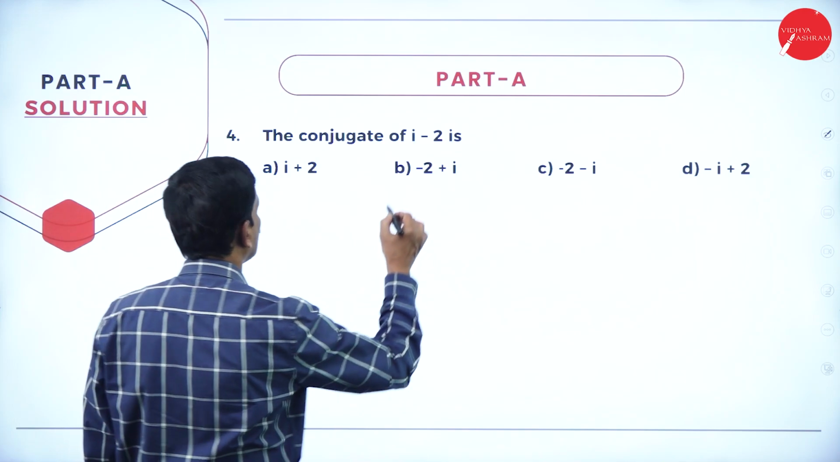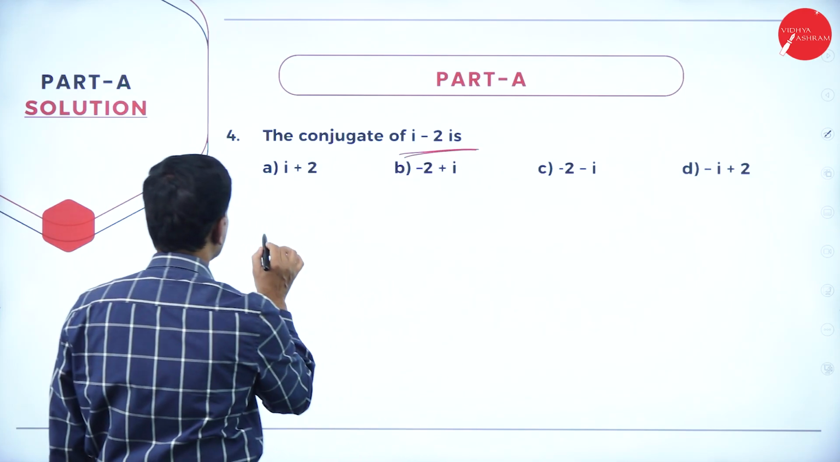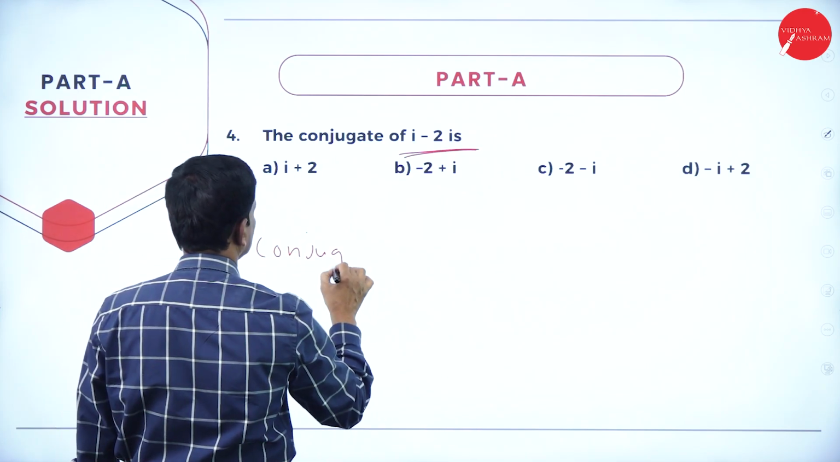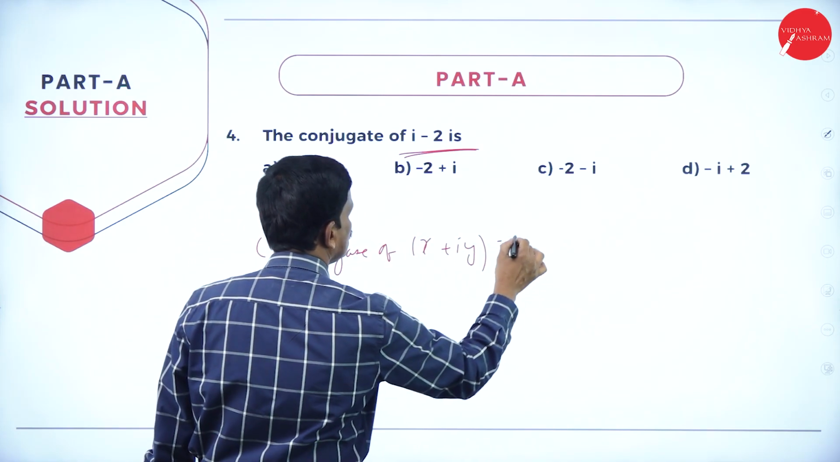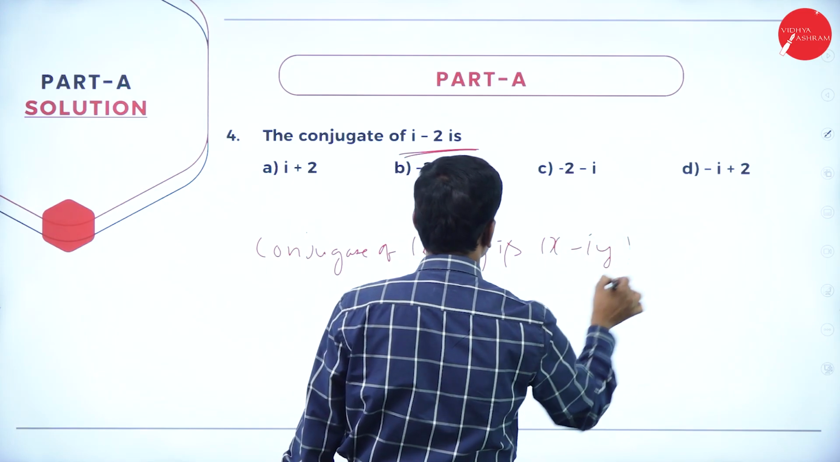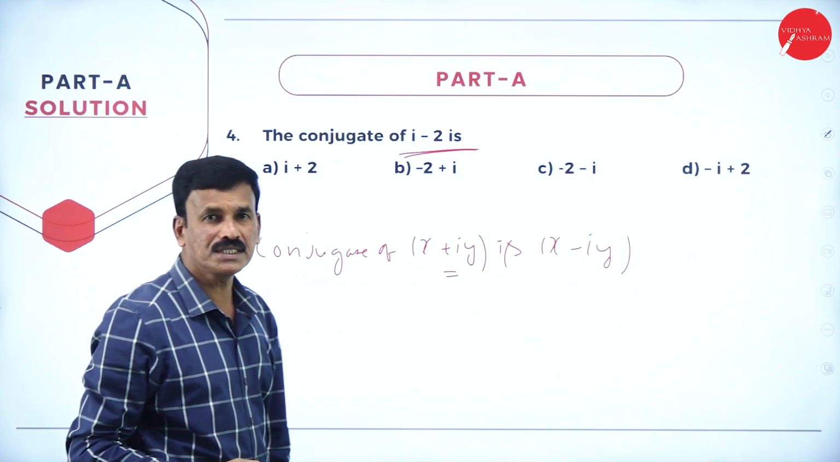The conjugate of i minus 2 is, now see what is the conjugate? Conjugate of x plus iy is x minus iy. That means we are changing the sign of the imaginary part.